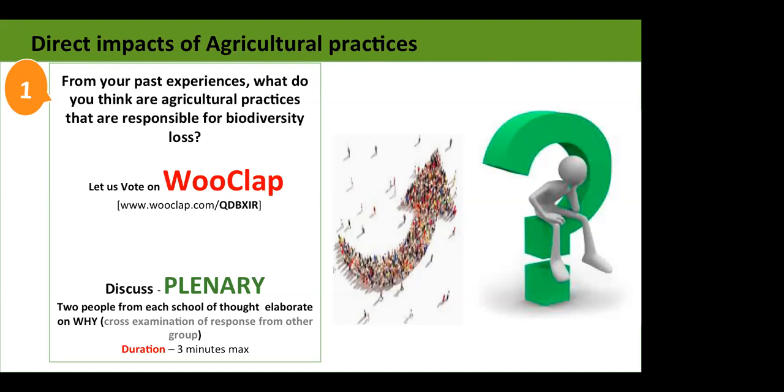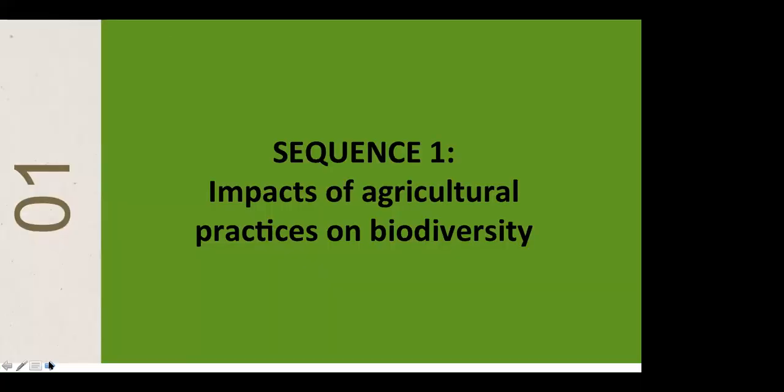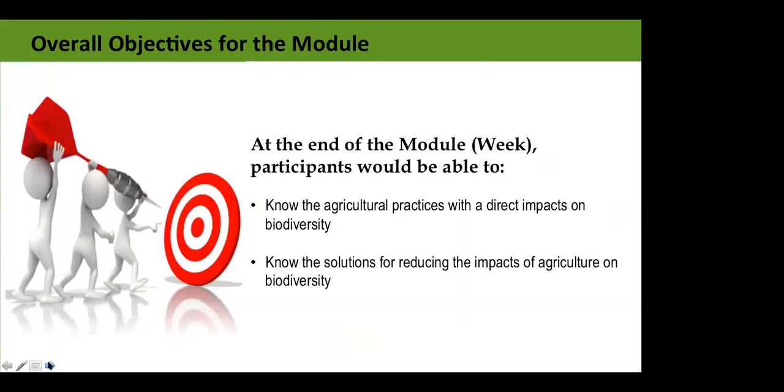Yeah, thank you very much, Matthew. You said it all, and those are the things we'll be considering in a very short while. Please move to the next slide. Impact of agricultural practices on biodiversity. At the end of the module, you will know the agricultural practices with a direct impact on biodiversity. You will know the solutions to reducing the impact of agriculture, just like every other thing, on biodiversity.